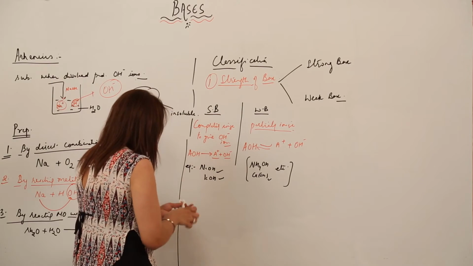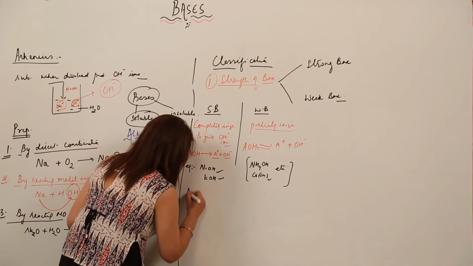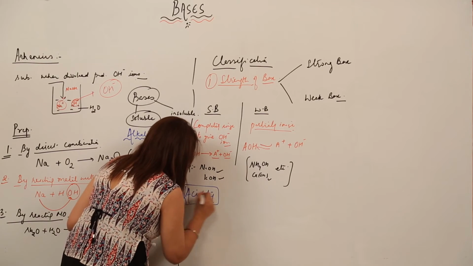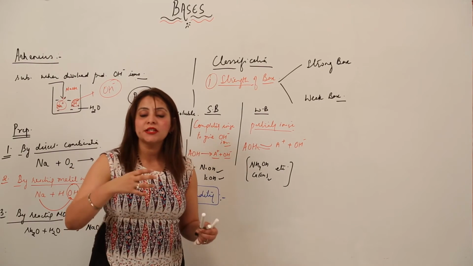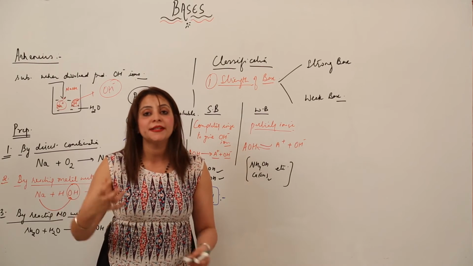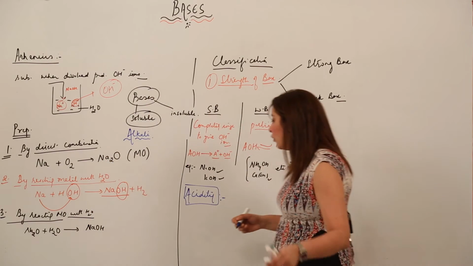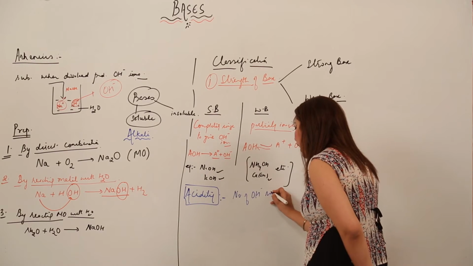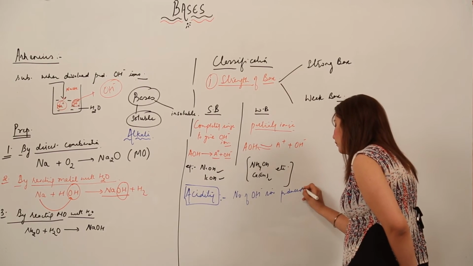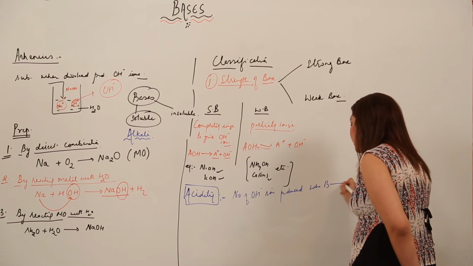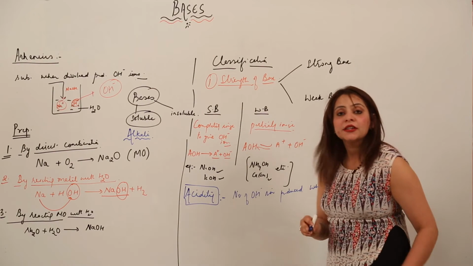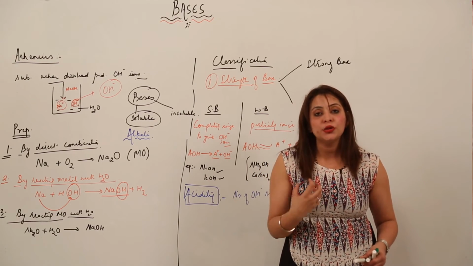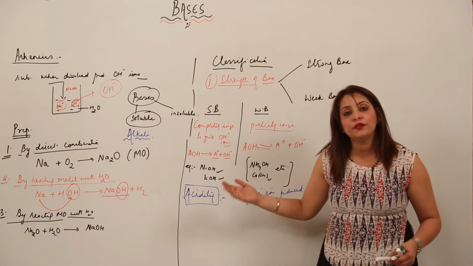Now we have a term, that is, acidity. Like we had the term basicity for an acid, likewise we have the term acidity indicating the basic strength. So the acidity of bases means the number of hydroxide ions produced when a base is added to water. So when we add a base to water, the number of hydroxide ions we see indicates the acidity of the base.